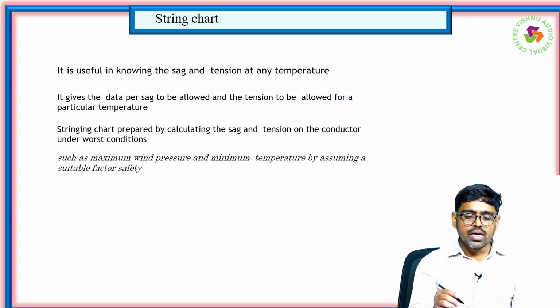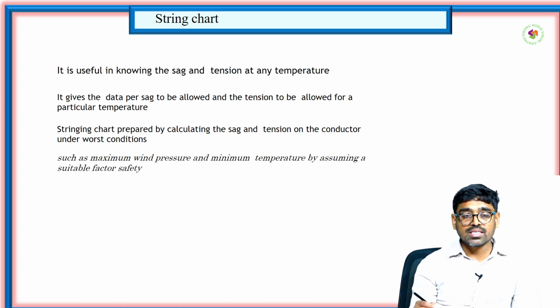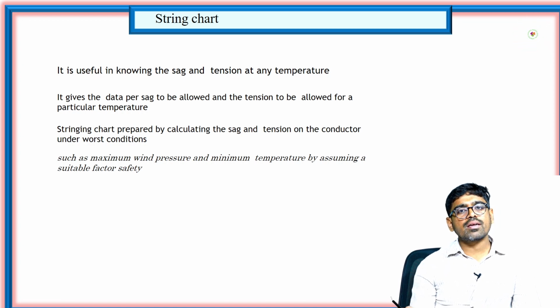It will be possible. It gives the data per sag to allow the tension for a particular temperature, and the string chart is prepared by calculating the sag and tension on the conductor under worst conditions, such as maximum wind pressure and also minimum temperature, by assuming a suitable factor of safety.